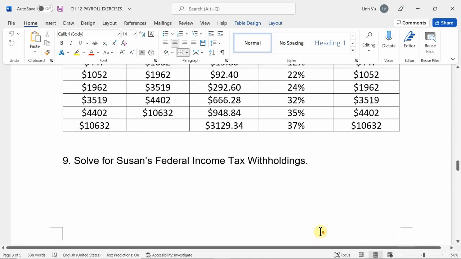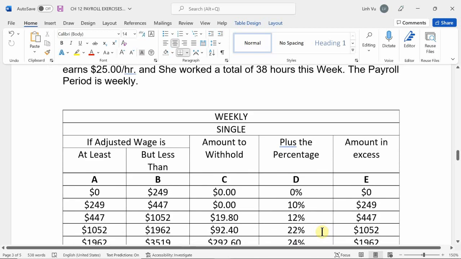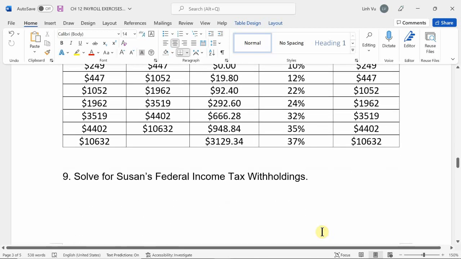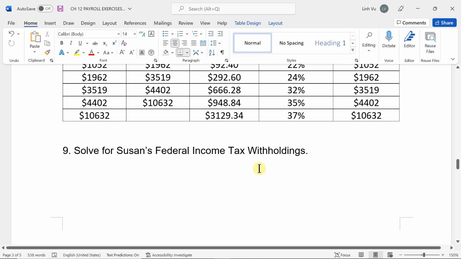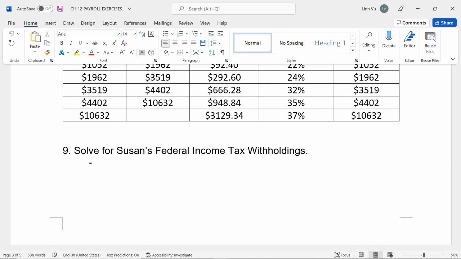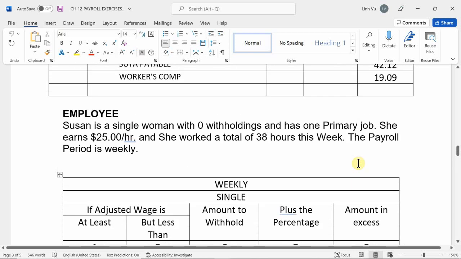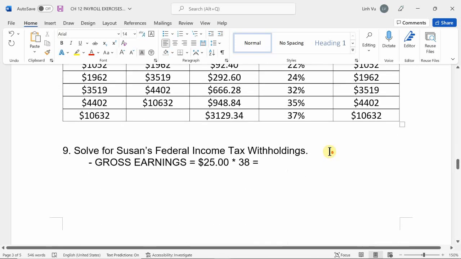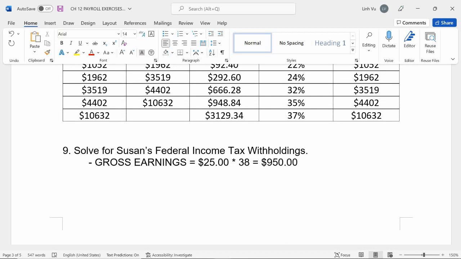Okay. So first things first, I need to determine her gross pay. So in this case, what was her gross earnings? $950. So in this case, we're going to take $25, multiply it by 38 hours, right? Because that's how much she earned, right? $25 times 38 gave you $950, you said?